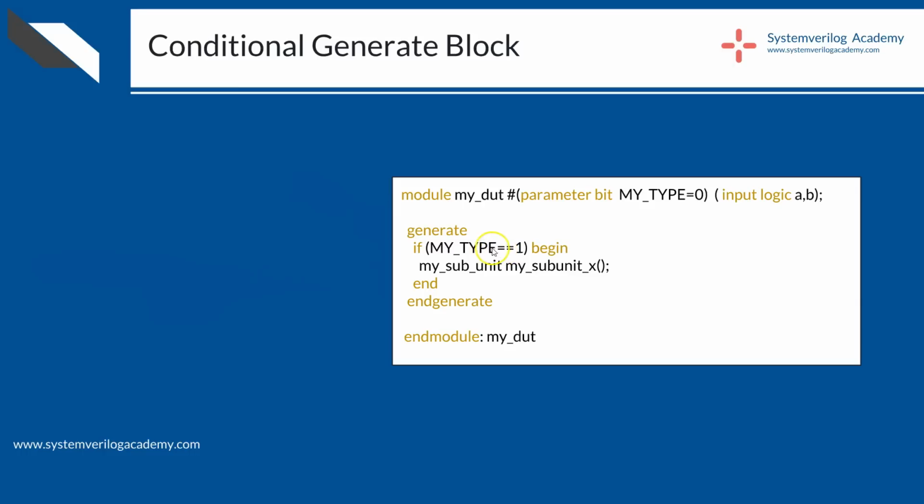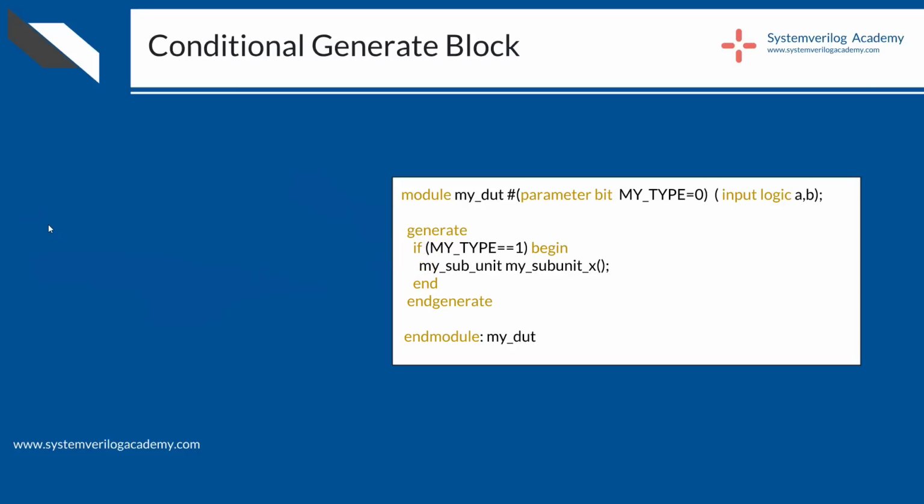Here also you need to use a generate block similar to that you have seen in the previous session, but instead of generating the block a number of times based on a loop condition, here, based on a condition, it should either generate the block or not generate. Here you will use a conditional generate construct.